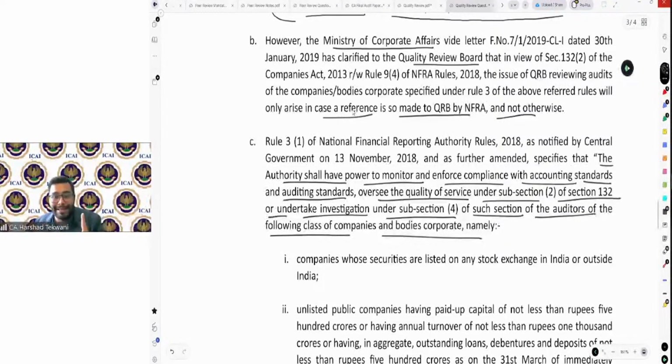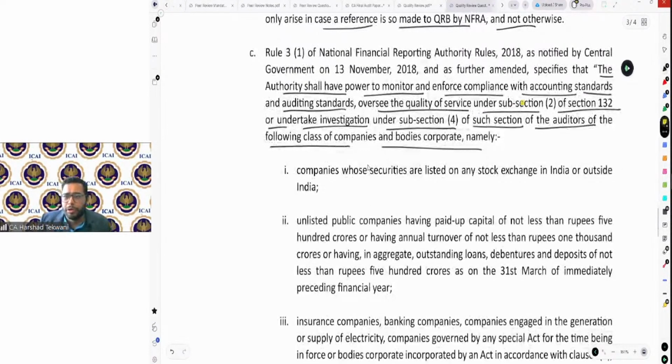I'm talking about entities, not the audit firm. And here also, if you see, compliance with the accounting standards and auditing standards, it talks about the entity. For the following body corporate, classes of companies or body corporate or the entity.